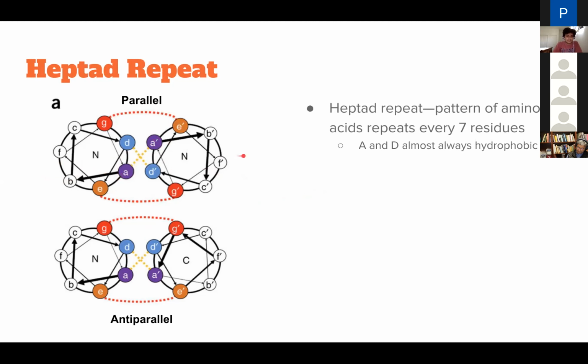So let's look at some of the positions. So these A and D positions, they're in the interior of this coiled coil.